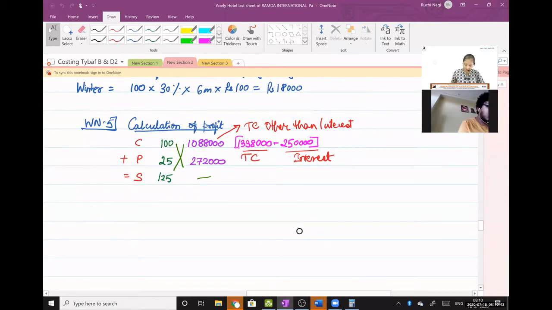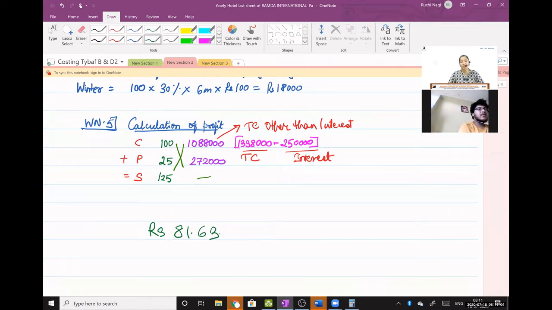Now my question is, what if the final answer is say 81.63, and if they tell you to round off to the nearest 50 paisa, then what will be your answer? I repeat, if your final answer is say 81.63, and if I tell you to round it off to the nearest 50 paisa, what will be your answer? Yeah, Prachi, very good. 82.